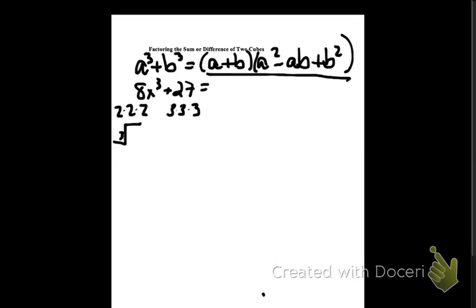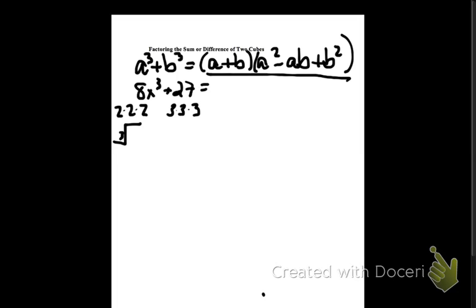Once we establish that both terms are perfect cubes, we just have to make sure we're looking at a sum or a difference. Now, unlike the difference of two squares where you could only do it if it was a difference, you can do the sum or difference of two cubes. So if both terms are cubes, you know you can go ahead with one of the two patterns.